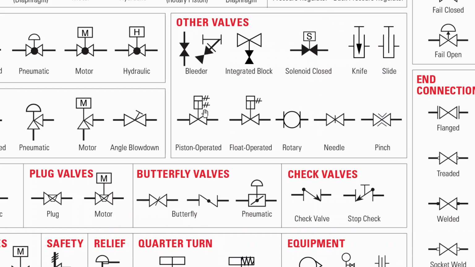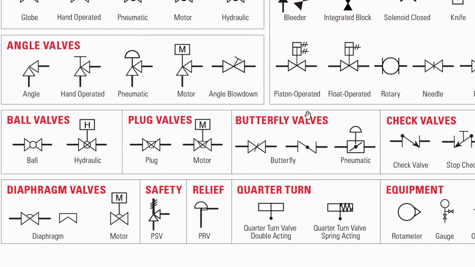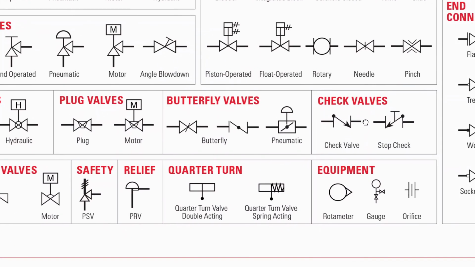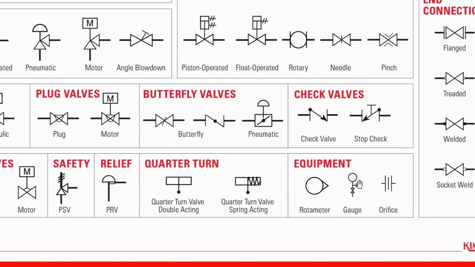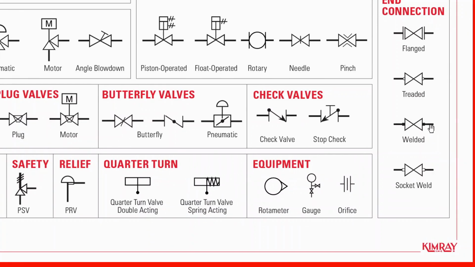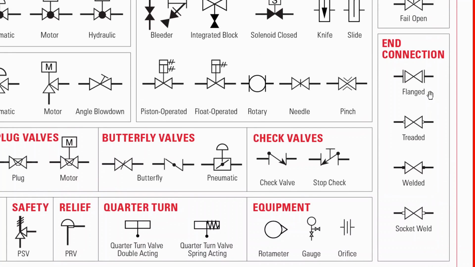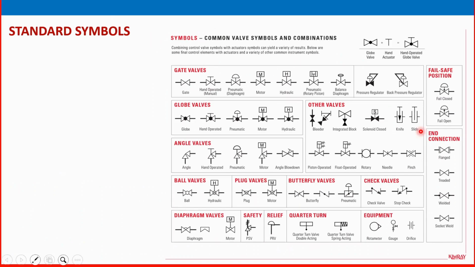Piston operated valve is like that. Float operated valve is like this, and butterfly valve is like this. Check valve is like this. Check valve means NRV valves. Diaphragm valve, safety relief valve, very important one. Relief valve is there, quarter turn valve is there, equipment is there, pressure gauges are there. This is the way gauges and end connections are shown. So these are examples of the symbols used.